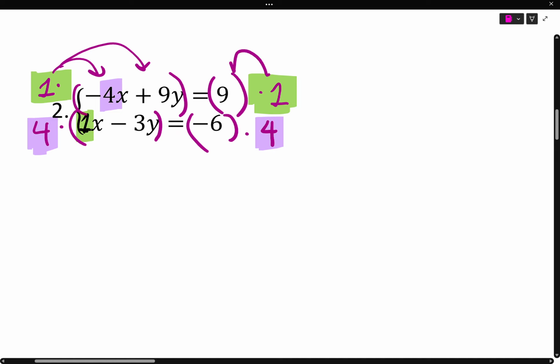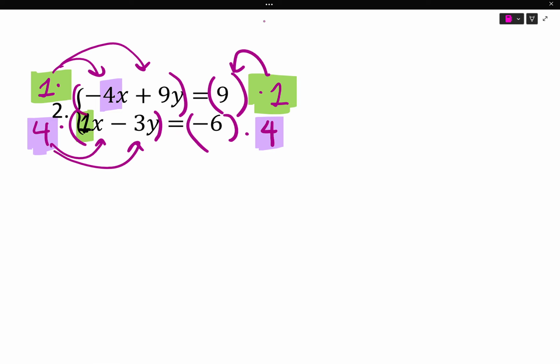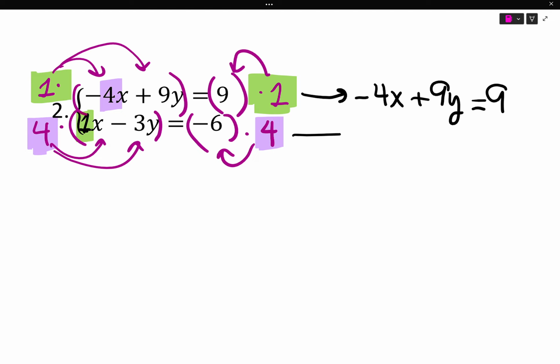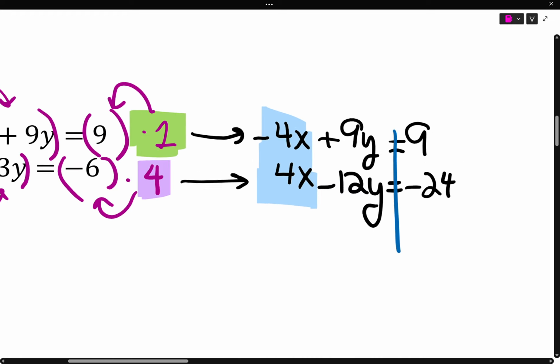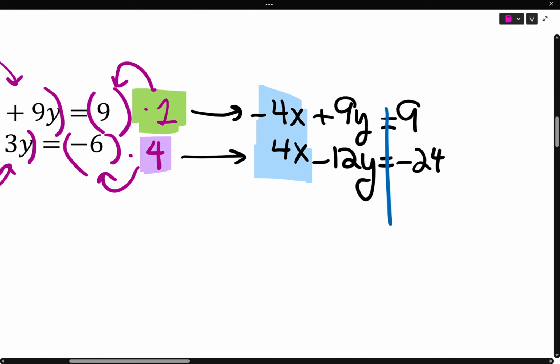All right, let's distribute and write our new equations. First, I'm going to distribute the 1 and then the 4. 1 times negative 4x is negative 4x. 1 times 9y is 9y. And 1 times 9 is 9. 4 times 1x is 4x. They're opposite. Awesome. 4 times negative 3y is negative 12y. 4 times negative 6 is negative 24. And we are ready to add. Let's do it.